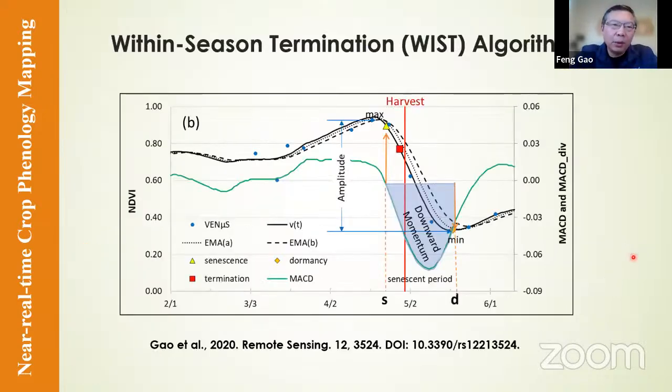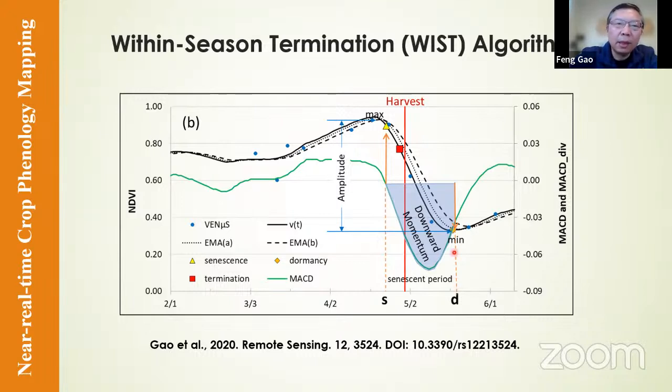The approach is pretty similar to the previous one. I call this the WISE algorithm. It's a termination algorithm, also a trend-based algorithm. It is determined by first looking at the downward trend instead of an increase. Emergence looks for an increase, but termination is a decrease trend. We look at this senescent period from the time series using a similar MACD index.